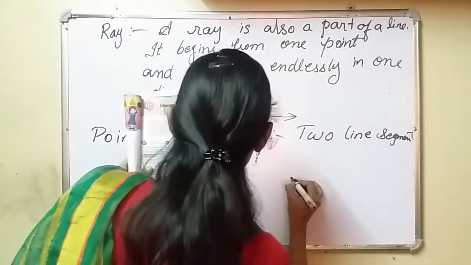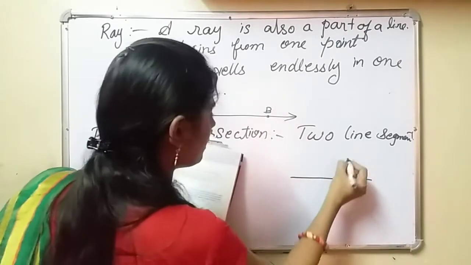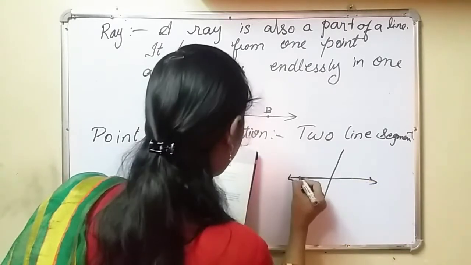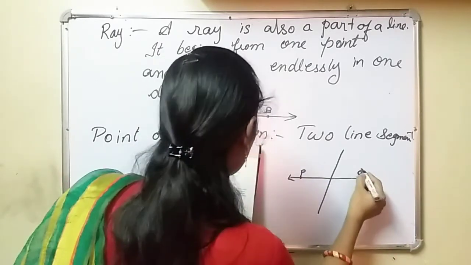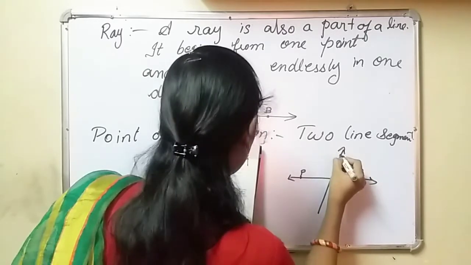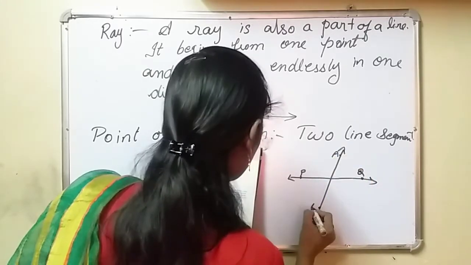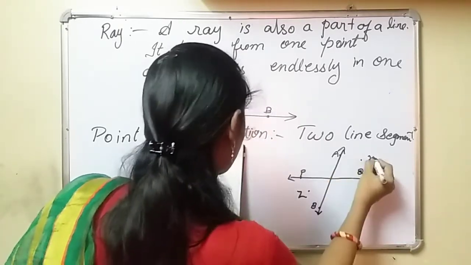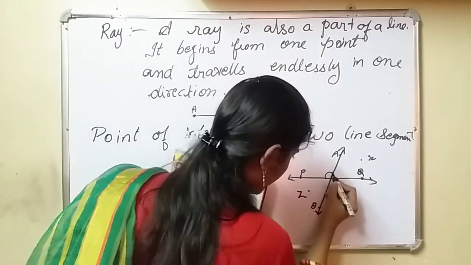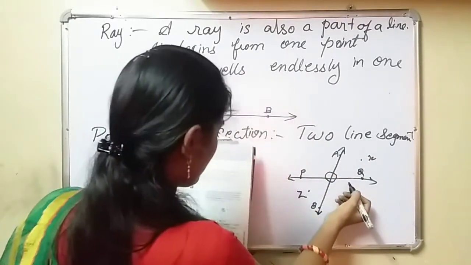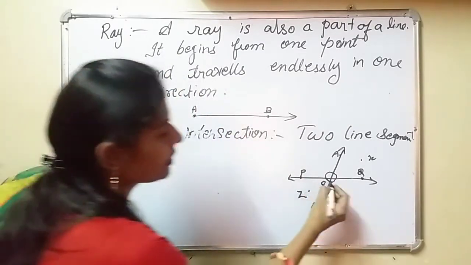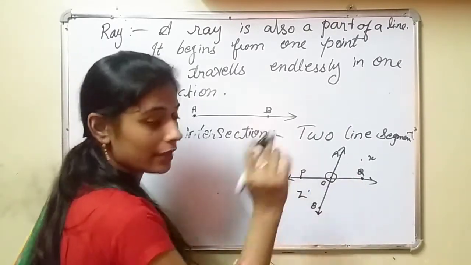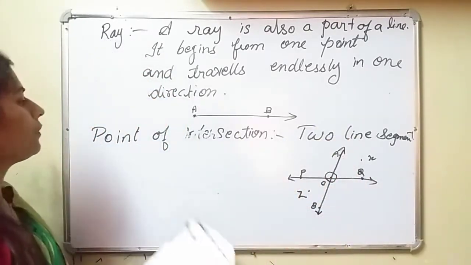Now see, this is one line and this is one more line. Two line segments are given. This is point P and this is point Q, and this is your point A and this is your point B. Now see, point of intersection is given here, 4 angles are being made here. Point of intersection is O. This is the point of intersection, that is O. These both lines are intersecting at the same point, that is O. So what is the point of intersection?